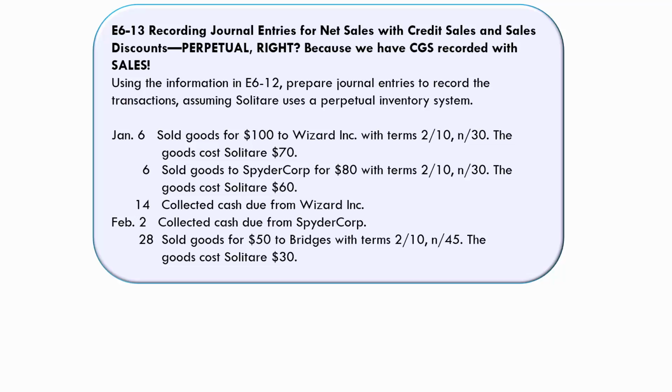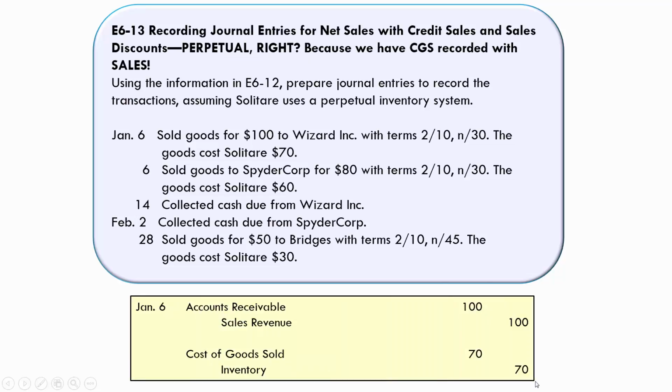This is under the perpetual system, recording journal entries for net sales with credit sales and sales discount. Because we have cost of goods sold recorded with sales, we're going to assume this is a perpetual system, and they just want us to do the journal entries.